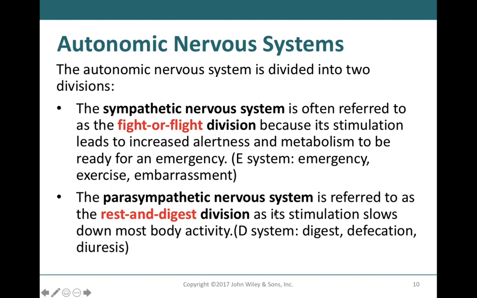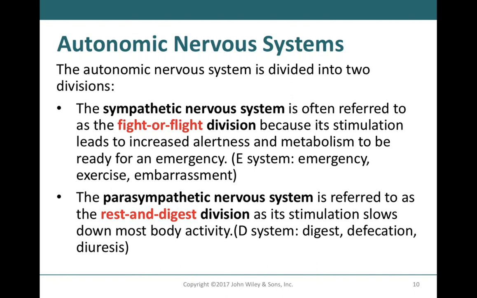Now the parasympathetic nervous system is referred to as our rest and digest division. This nervous system controls all of our body's activities that pertain to resting and digesting. So we often will call this the D system, which stands for digestion, defecation, and diuresis, which is just a fancy word for urination. The action of the parasympathetic nervous system is going to cause our overall body's action to decrease. So we call this the rest and digest division because during times of resting and digesting, this is the nervous system that is controlling all of our involuntary visceral organs.